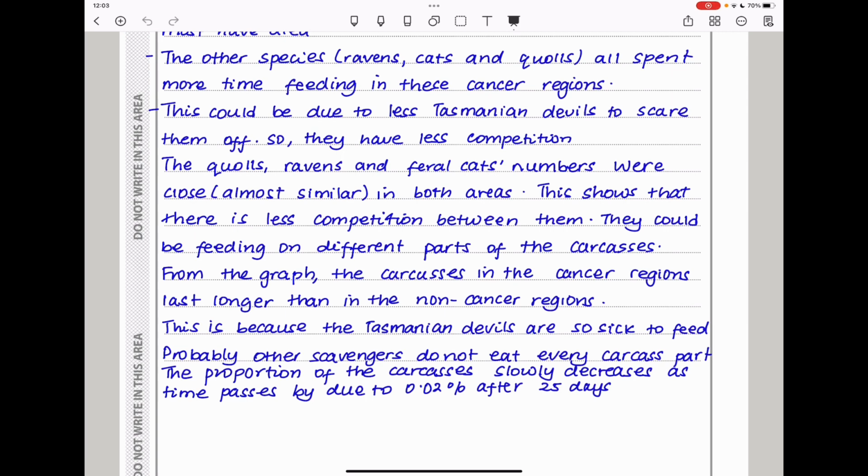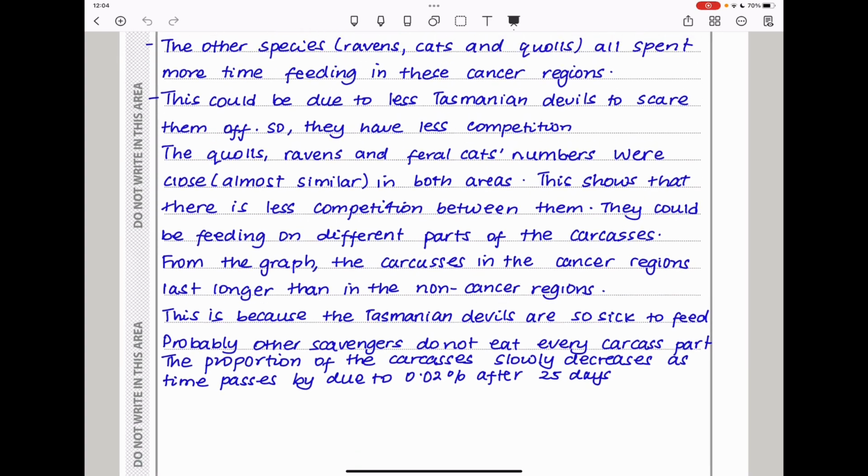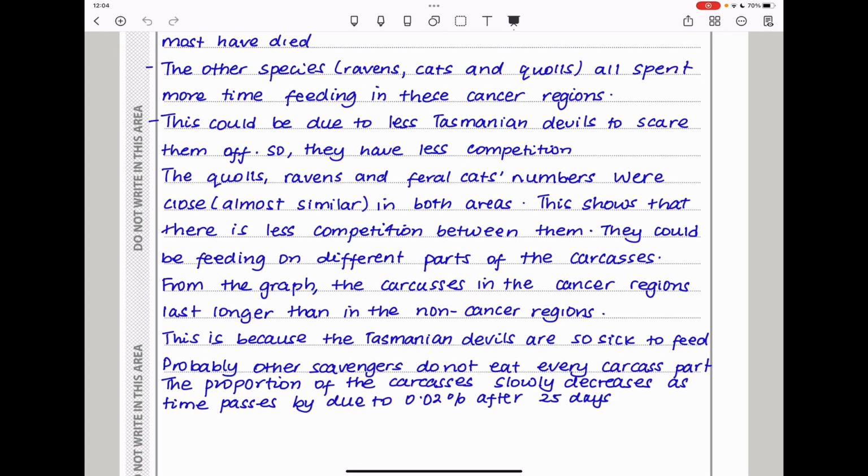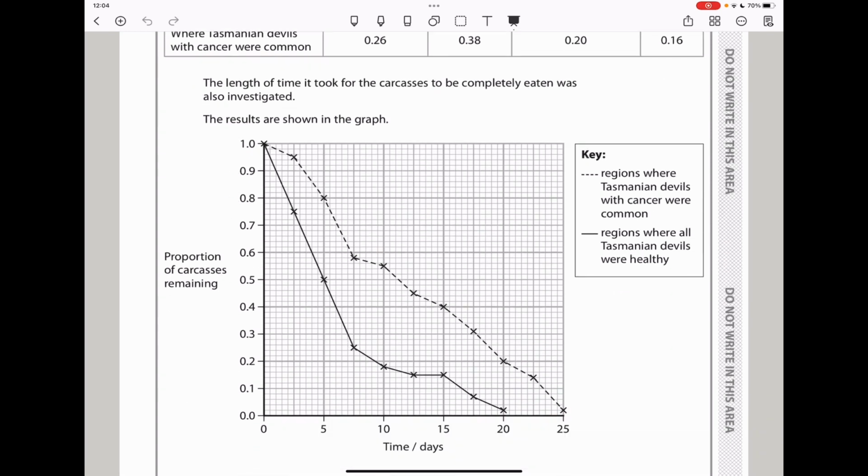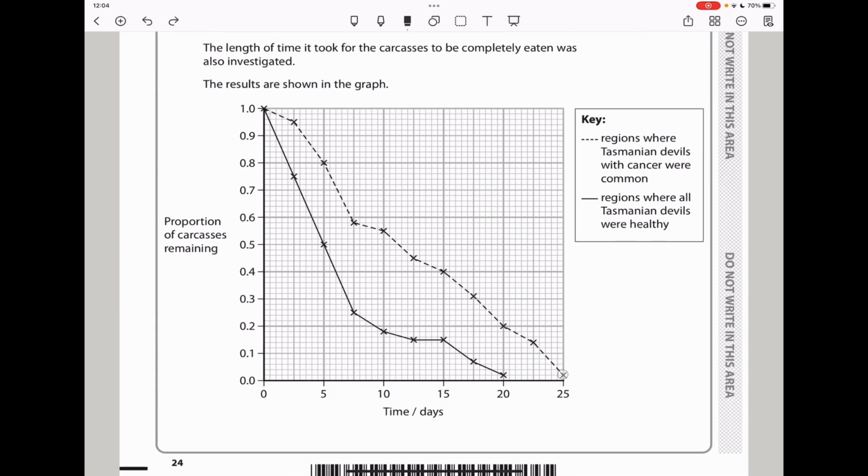And the proportion of the carcasses slowly decreases as time passes by. It decreased by 0.02% after 25 days. So that is what I saw there. If I take you to the graph, you can see it's about, after 25 days, it's about this, about that here, 0.02.